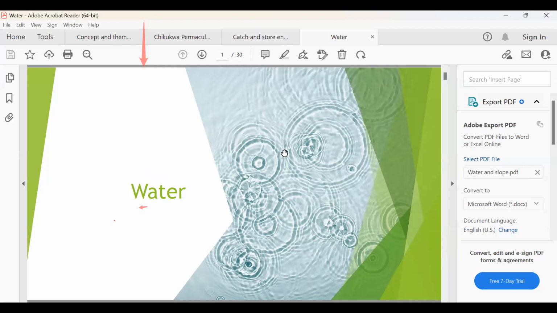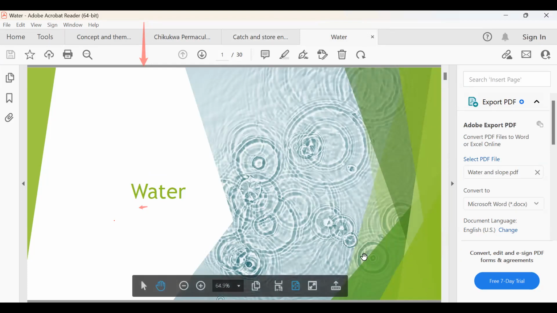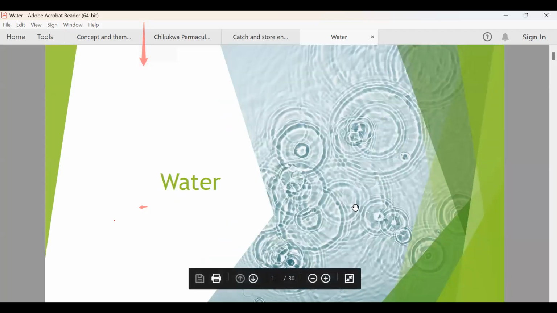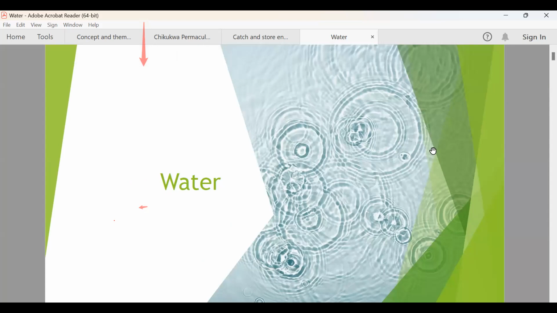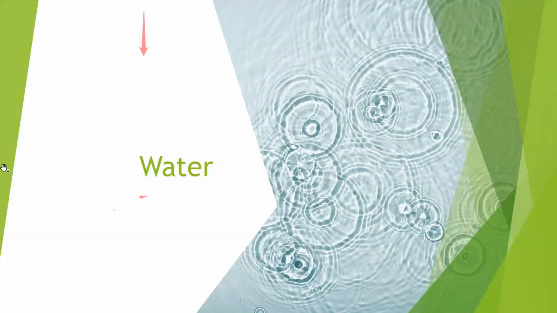We've been talking about catching and storing energy. I think there's nothing more important than water. So let's take a few minutes out now just to slow down our thoughts.